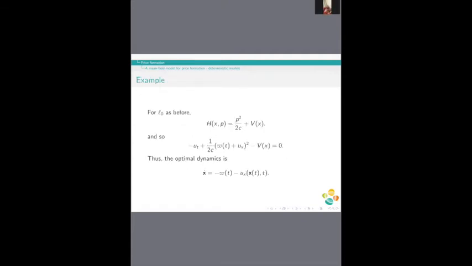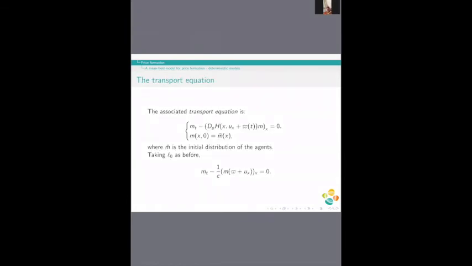So just to give you an example, because this will be a running example, if you take L0 as before, which is just V squared over 2 plus a potential, then the Hamiltonian, actually this should be a plus. The Hamiltonian associated with this Lagrangian is this one, and you get the corresponding Hamilton-Jacobi equation. And this is the controls in feedback form.